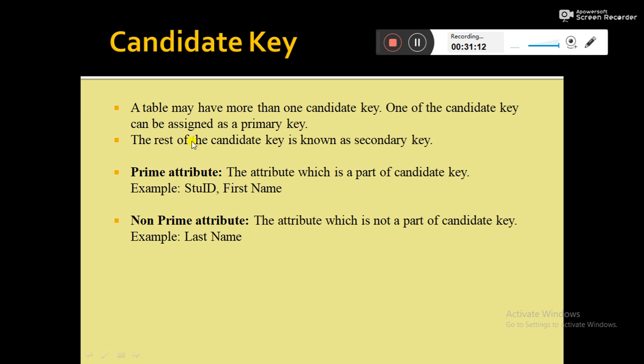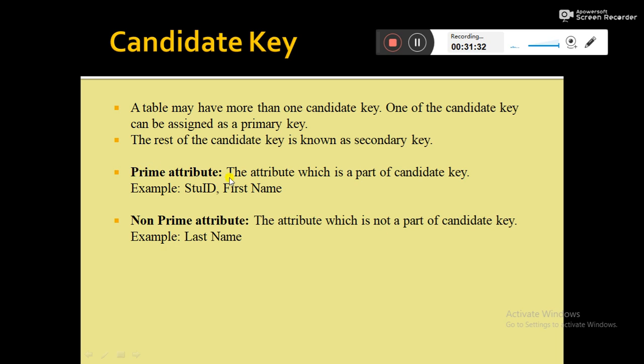One of the candidate keys can be assigned as a primary key, and primary keys have already been discussed. So one of the candidate keys we have to assign as a primary key, and the rest of the candidate keys are known as secondary keys.